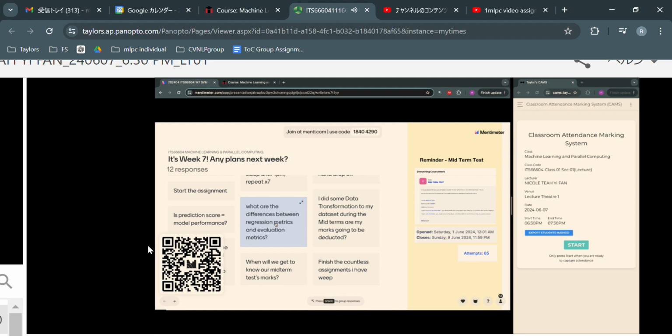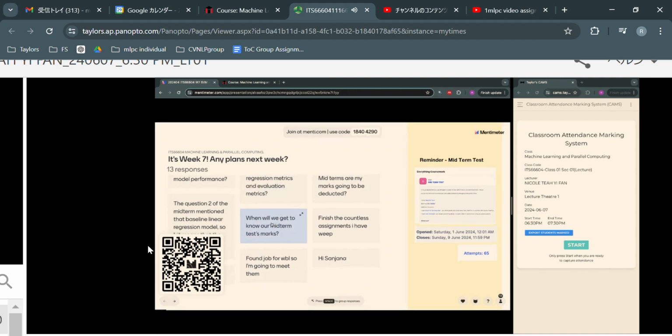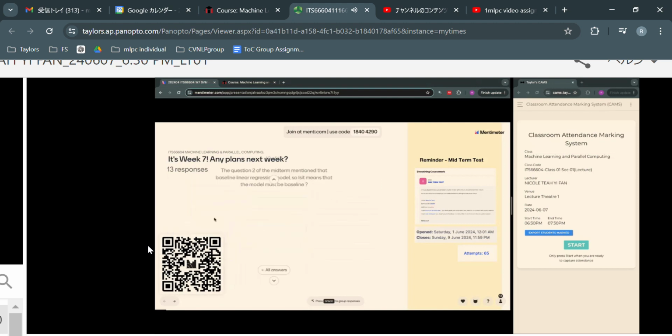What are the differences between regression metrics and evaluation metrics? What is your question about? Do you mean the evaluation metrics between regression and classification? Is prediction score equal to model performance? I'm not too sure. Maybe you want to rephrase your question. Question 2 of the midterm mentioned the baseline linear regression model. So does it mean that the model must be baseline? Just build any model as the baseline model, okay?